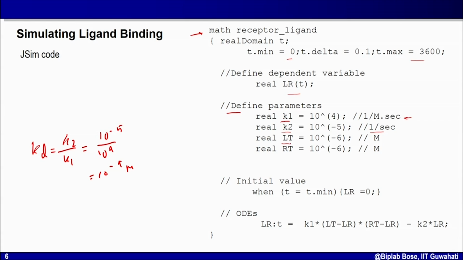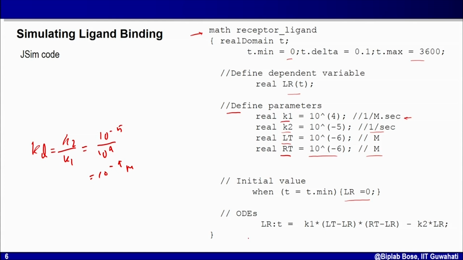So LT is the total amount of ligand. Remember, we are assuming the total amount of ligand remains constant. So that's why LT, ligand total, is equal to 10 to the power minus 6. In annotation I have written down that it is molar unit. So it is actually micromolar, 10 to the power minus 6. Whereas RT is the total concentration of receptor, so that also I have considered as 10 to the power minus 6 molar. Unit is written in annotation, unit will not be considered during calculation. The initial value for LR is obviously 0, because at time equal to 0 there is no complex formation, so LR is equal to 0.